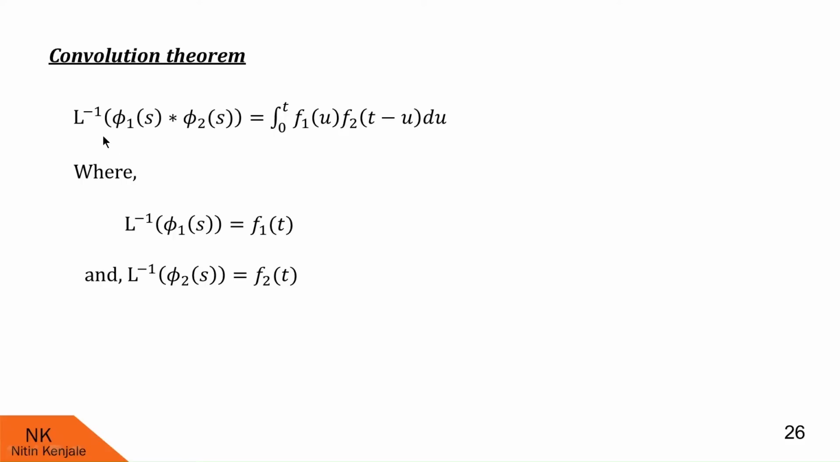It means that whenever you want to find out L inverse of product of two functions, say phi 1 and phi 2, you first find L inverse of phi 1 and L inverse of phi 2 separately, label them as f1 and f2, then find the product f1u into f2t minus u and use it as an integrand of the integral over the limit 0 to t and integrate it with respect to du. The answer of this integral is L inverse of phi 1s into phi 2s. I hope guys you understood this convolution theorem statement. Now we proceed for some examples.